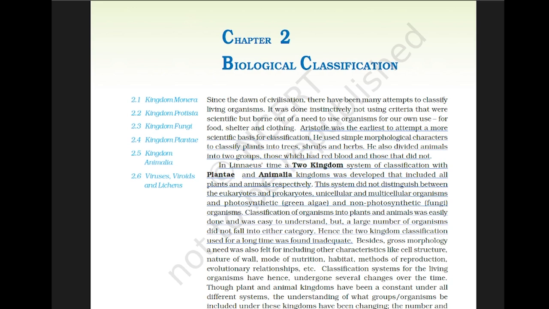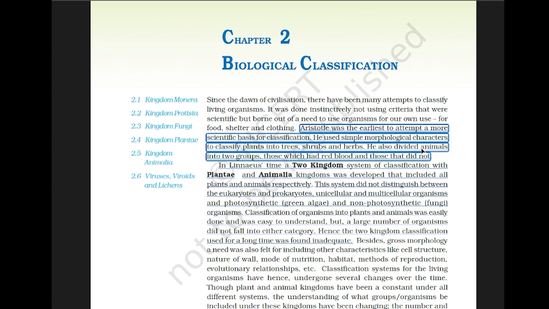So let's come to the chapter. Here they mention who made the first attempt at biological classification. It is Aristotle. The first attempt at biological classification was proposed by Aristotle, actually in the 3rd century BC. So, Aristotle's classification was based on simple morphological characters. Actually, he classified plants into 3 groups: trees, shrubs and herbs.